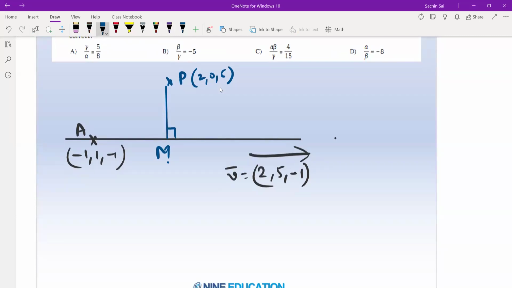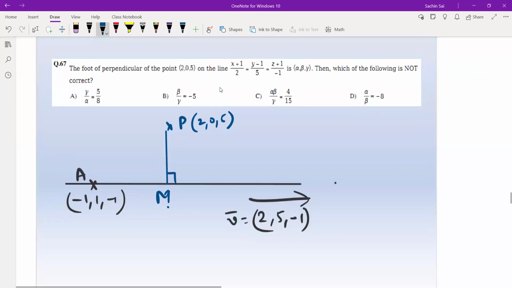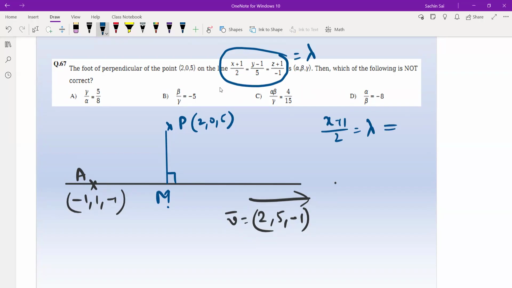So how do we assume a general point on the line? First step we take is assuming a general point on the line. So equate this to lambda, which means (x plus 1) by 2 equals lambda. So you get x equals 2 lambda minus 1. Similarly, you will get the coordinates of N as 2 lambda minus 1, 5 lambda plus 1, minus lambda minus 1.